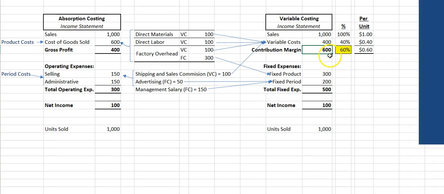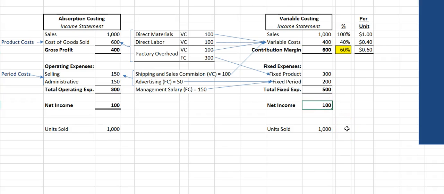So what does this contribution margin contribute towards? Well, it contributes towards covering fixed costs first, right? The fixed cost is fixed product cost, which factory overhead is a product cost, right? And fixed period cost, which we already identified as $200. Notice that the net income is the same in both statements, okay? Net income is always going to be the same in both statements. It's the same statement, you're just rearranging the data, okay? So contribution margin first is used to cover fixed expenses and then to contribute towards net income, okay?